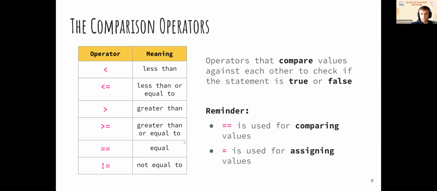One key note. If you look at the equal sign, if you see two equal signs like this, that means you're checking whether or not the variable on the left is equal to the variable on the right of this symbol. We've seen the single equal sign, and that means you're assigning a value to that variable. So remember, two equal signs, you're comparing. One equal sign, you're assigning a value.